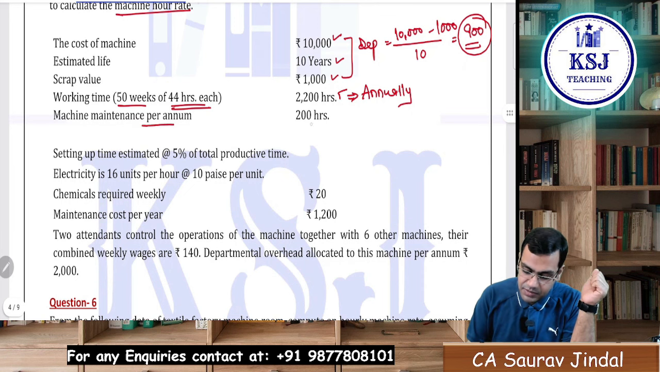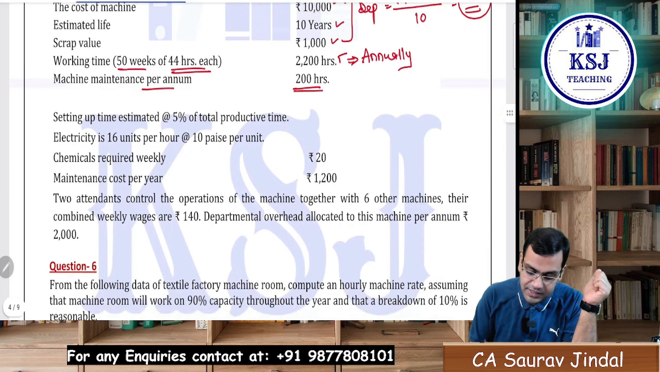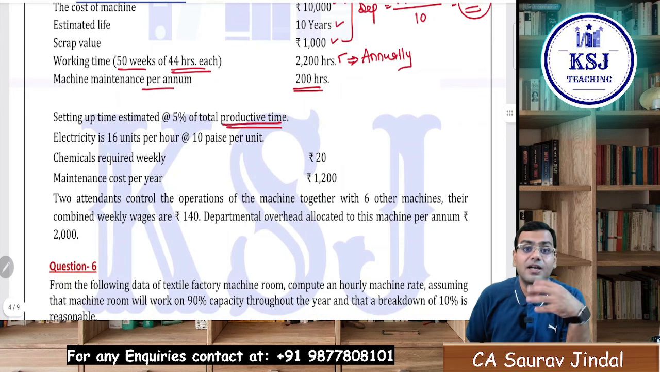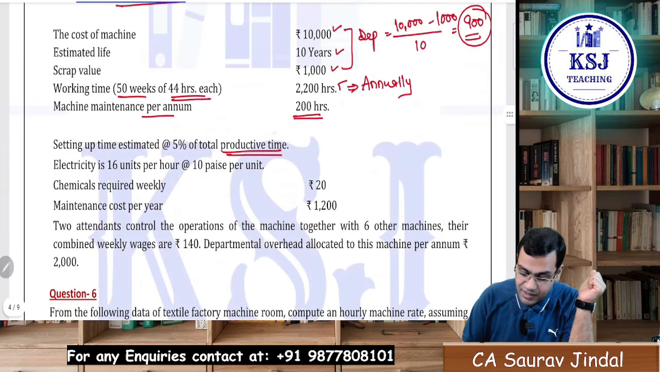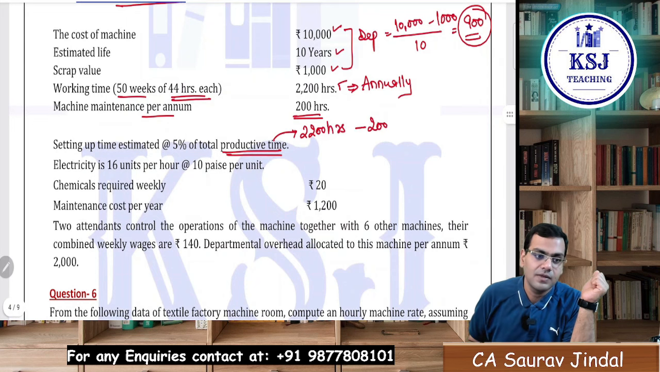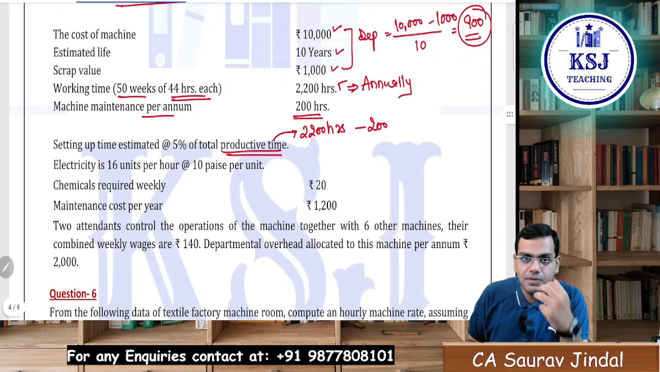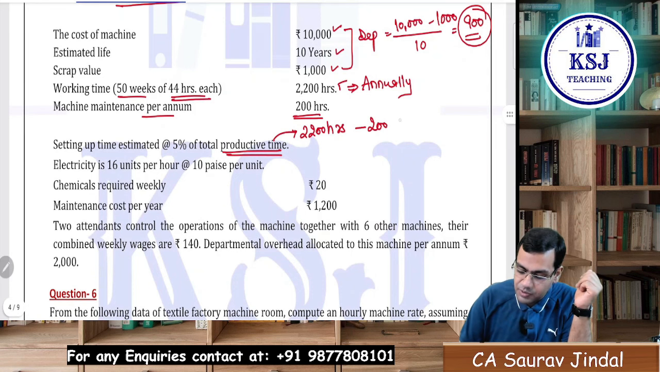Maintenance time per annum is 200 hours. Setup time is estimated at 5% of the total productive time. What is productive time here? Out of the total 2200 hours, 200 hours the machinery will be under maintenance, right? That means the machinery will not be doing any production. So what is the productive time? Productive time is 2000 hours, right?